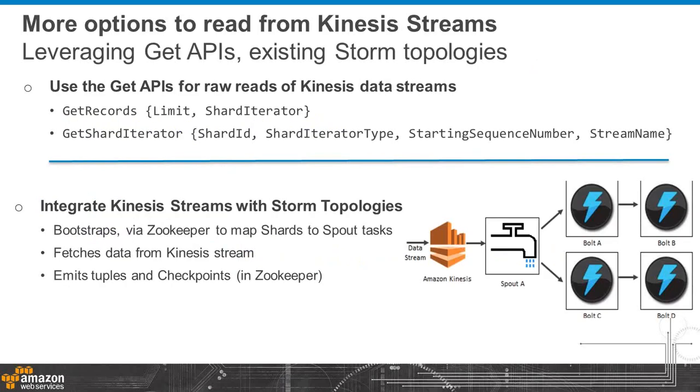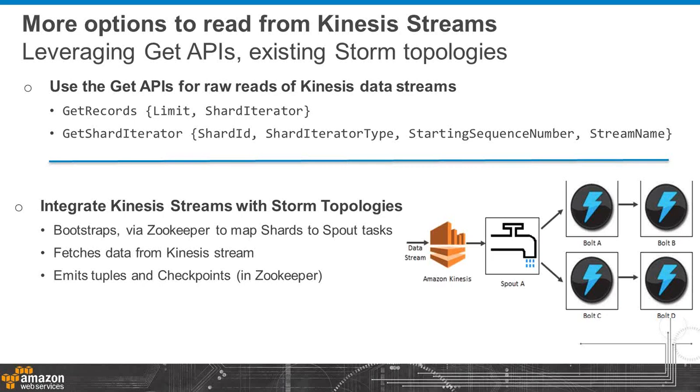There are two more options to read from Kinesis streams. As mentioned earlier, the raw GET APIs can be used, GetRecords and GetShardIterator being the two most important APIs for reading data. And the Kinesis service also supplies a Kinesis spout for Storm in an open source manner that enables customers to use their existing Storm topologies and read data from Kinesis streams.